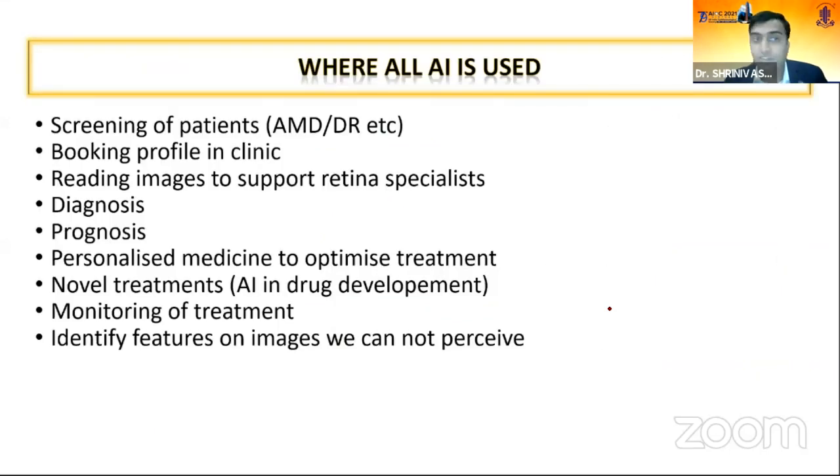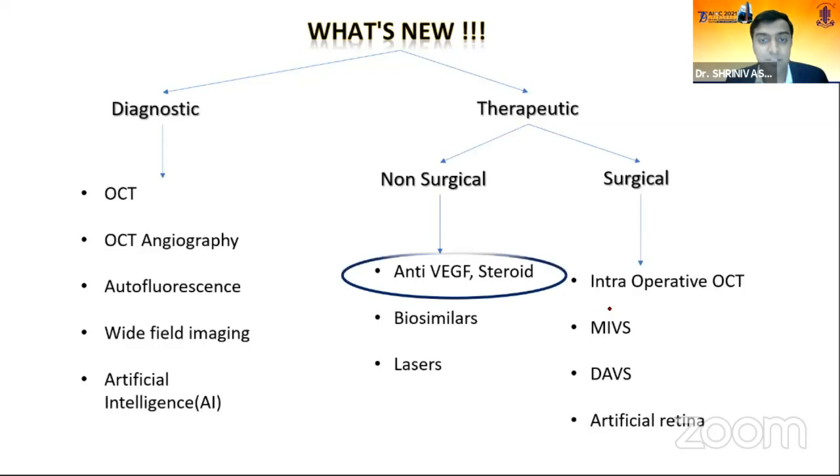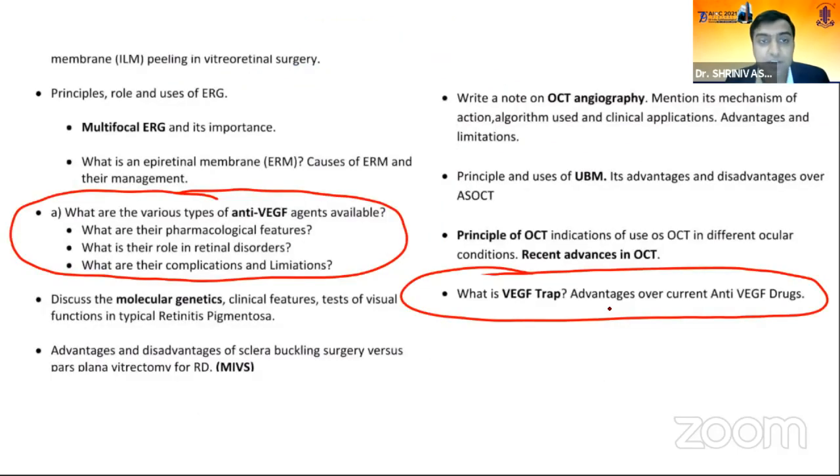So where all is it used: screening of patients, booking profile, reading images, diagnosis, prognosis, novel treatments, especially in the COVID era, where most of the vaccine manufacturers, I came to know, have been using AI in their drug development. So coming to the next, we have the anti-VEGF and the steroid.